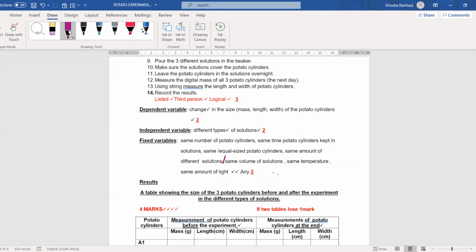Don't just say same temperature, right? Same temperature the potato cylinders are exposed to. Same amount of light the potato cylinders are exposed to. Be very specific. So now these are your dependent variables and your independent and your fixed variables. Yes, we also accepted same species of the potatoes, okay? Because of course you get different species of potatoes as well. Okay, so that is now your variables.